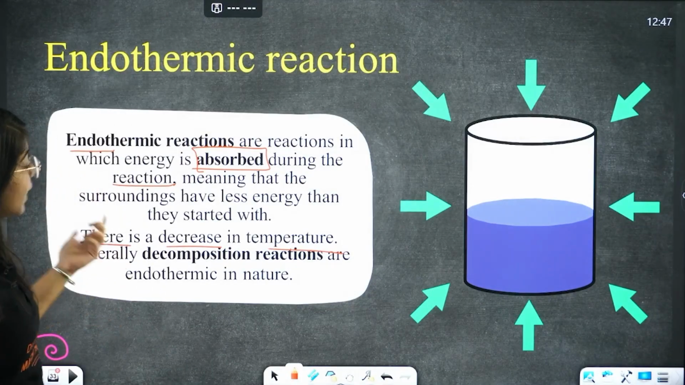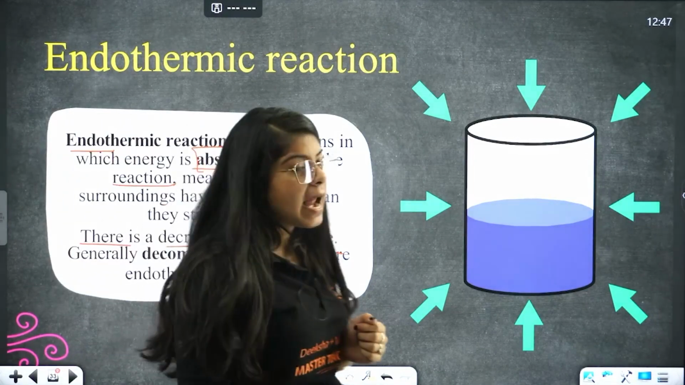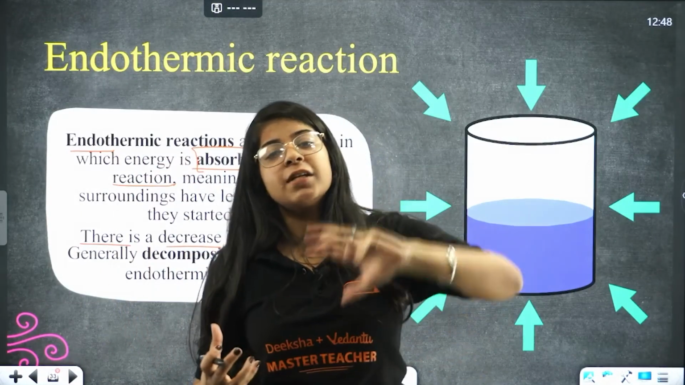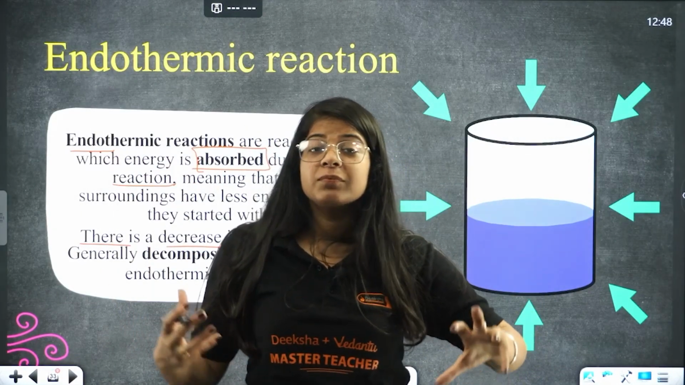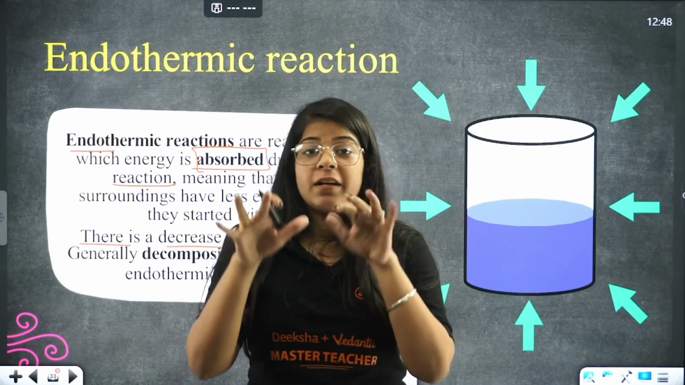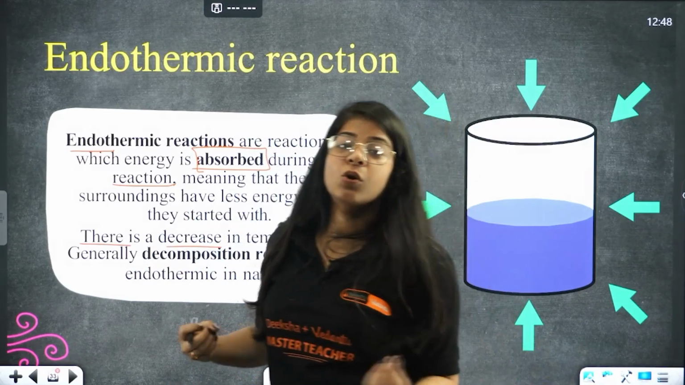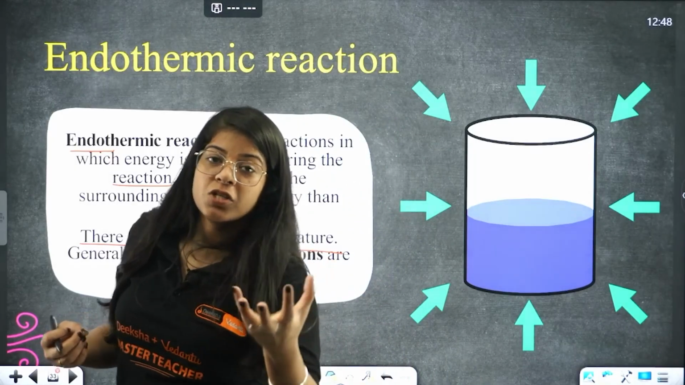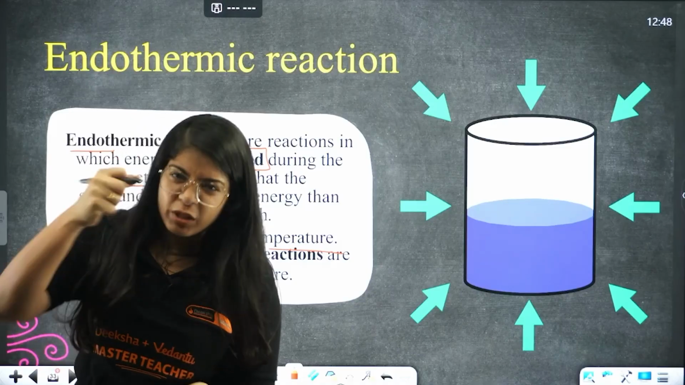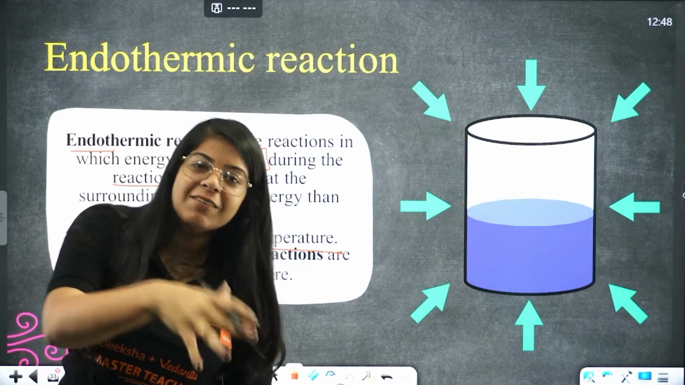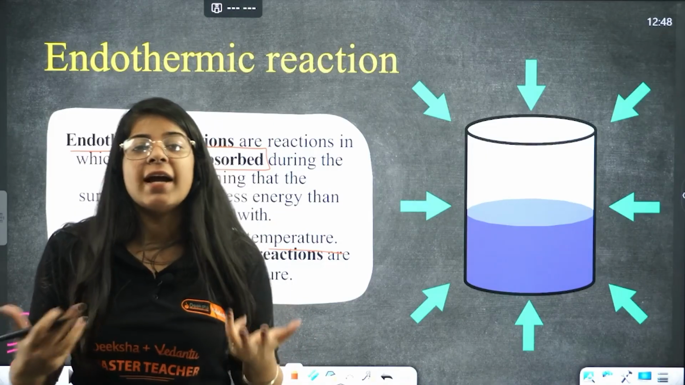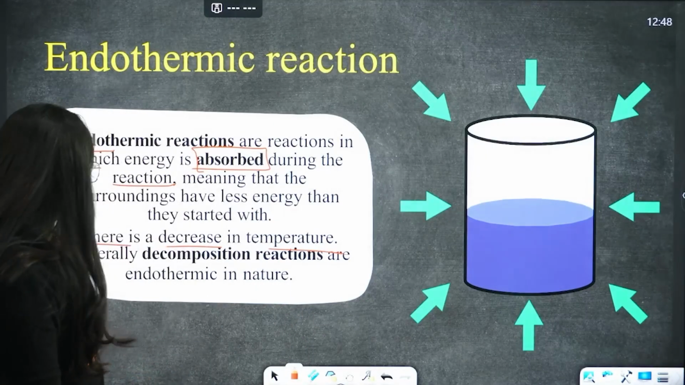Generally, decomposition reactions are endothermic in nature. When one product breaks into 2 or 3, the energy is absorbed and temperature decreases. It is an endothermic reaction because the energy is absorbed to break those. Whenever we have to break something, we have to give it energy, right? So we are giving the energy to the thing, and it is absorbing the energy, and hence it breaks. It is a decomposition reaction.